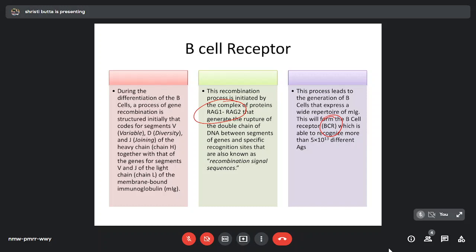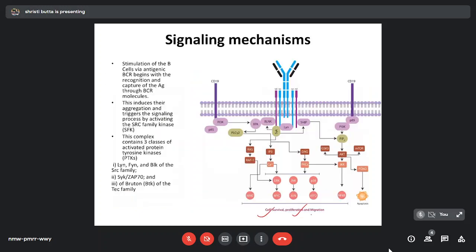But how does that happen? Stimulation of the B cells via the antigenic B cell receptor begins with the recognition and capture of the antigen through the B cell receptor molecule. This induces their aggregation and triggers the signaling process by activating the SRC family kinase. It is important to note that this SRC family kinase is a tyrosine kinase. The activation of the tyrosine kinase pathway allows for cell survival, proliferation, and migration.